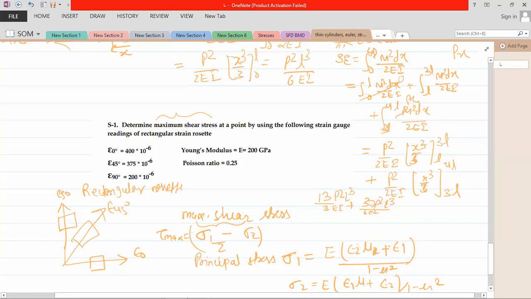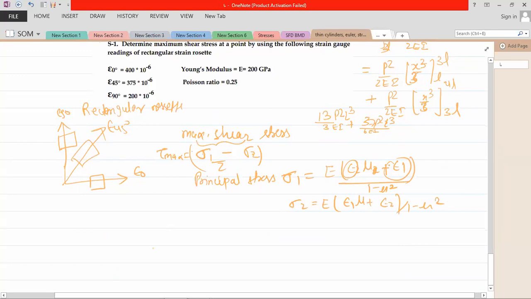So for that we need to know sigma 1 and sigma 2, and sigma 1 and sigma 2 can be obtained when epsilon x, epsilon y and gamma xy are known, and for that we need to use the equation of E theta, that is at 0 degree, at 45 degree and at 90 degree. So these 3 values are known. That's how we will proceed. First of all, 2 things are known. E0 represents epsilon x, E90 represents epsilon y. I'm writing the values directly.